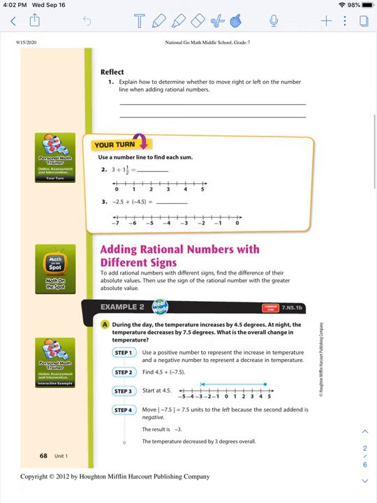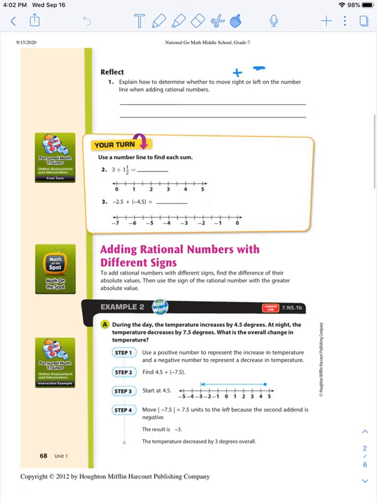All right, so before we move on, let's reflect on this a little bit. Explain how to determine whether to move right or left. On a number line, you move right when you're adding a positive, and you move left, or further negative from 0, when you're adding a negative number or when you're subtracting a positive. Same thing. And remember, subtracting a negative turns into adding a positive.